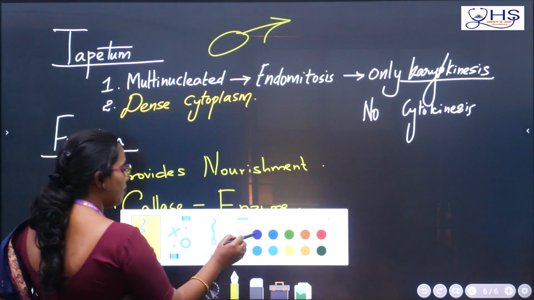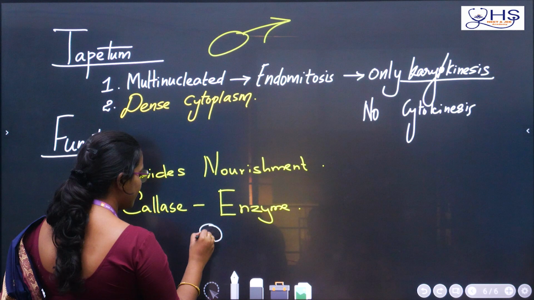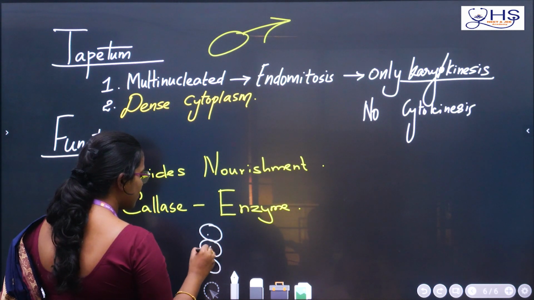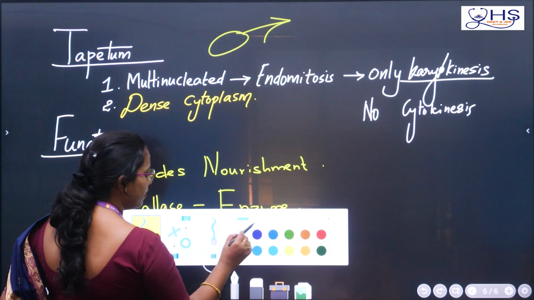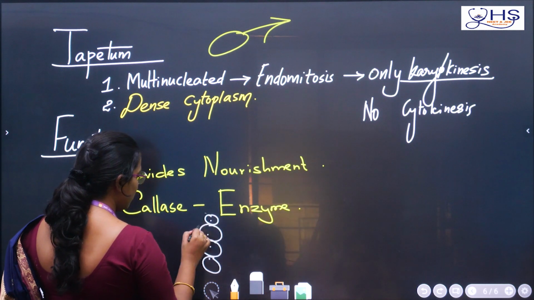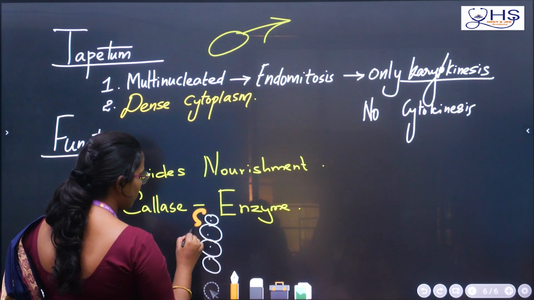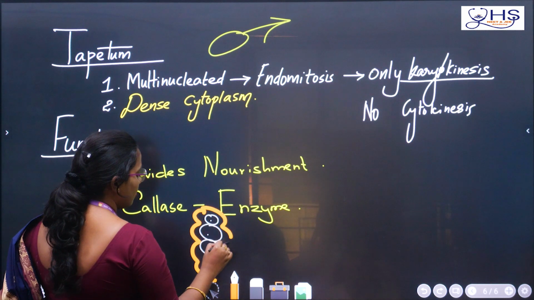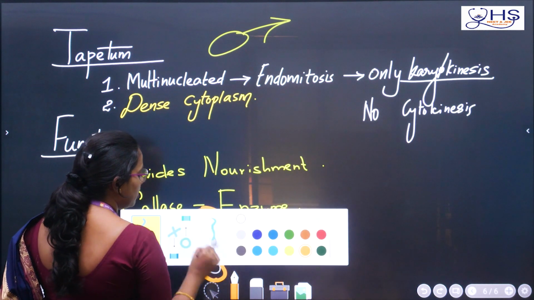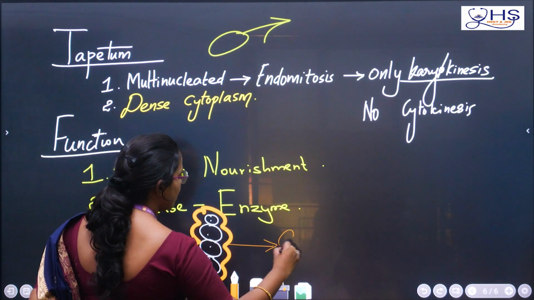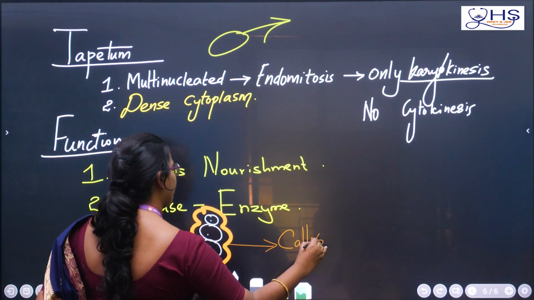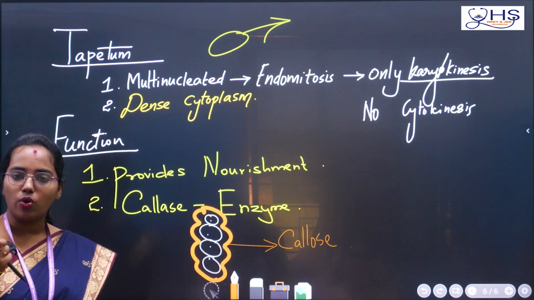Because the pollen grain, suppose this is a pollen grain, the pollen grains are surrounded by the thickening called, this orange one is thickening, this thickening is called callose. Pollen grains are surrounded by what?